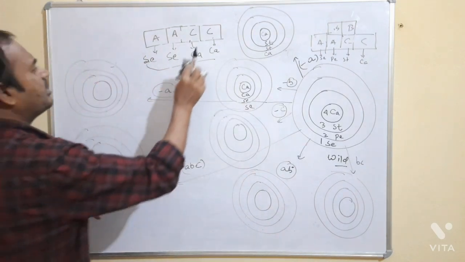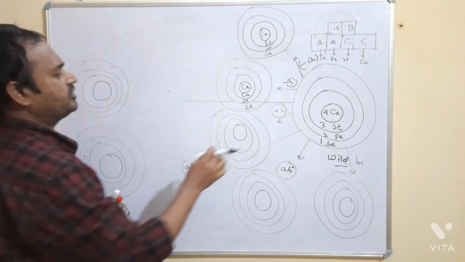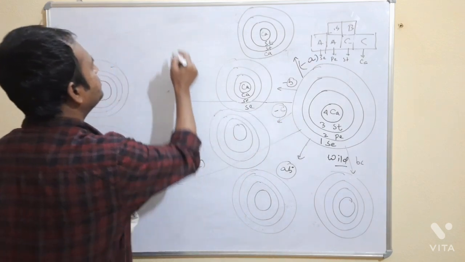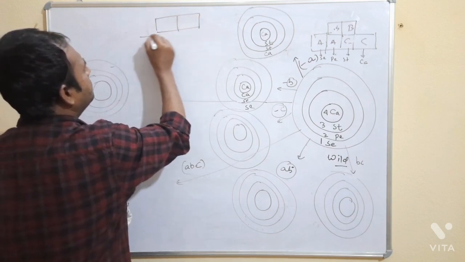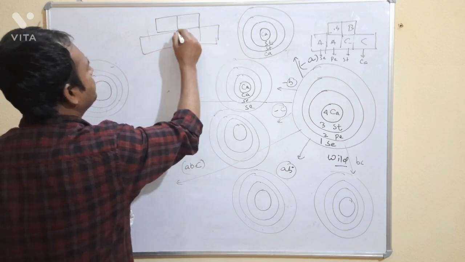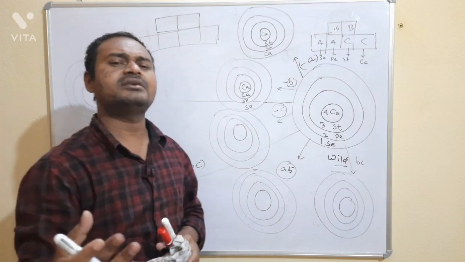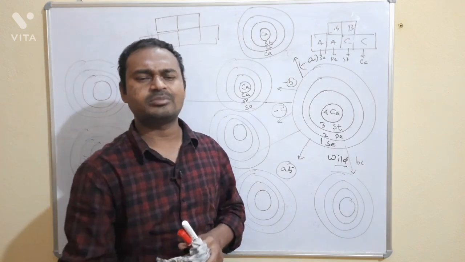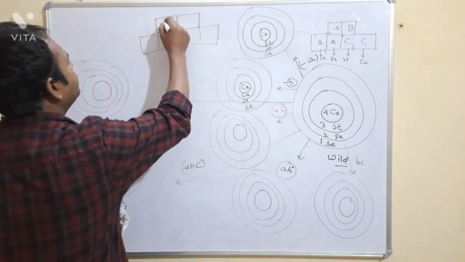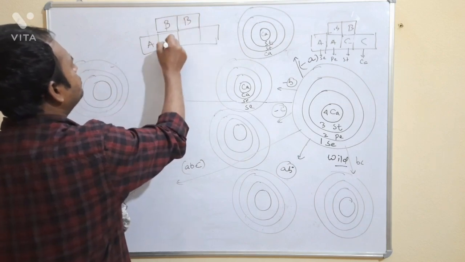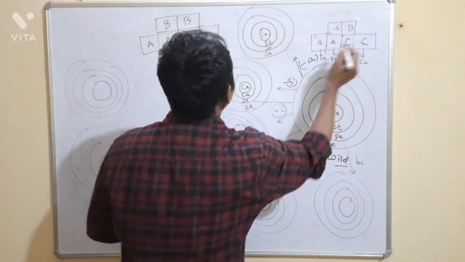Now let us take an example. What will happen if the class C gene is absent? As you know, A and C are antagonists. If C is absent, then A will be expressed at the place of C. B is intact here, B is expressing, A is also expressing, but C is absent there. So at the place of C, A will be expressed.